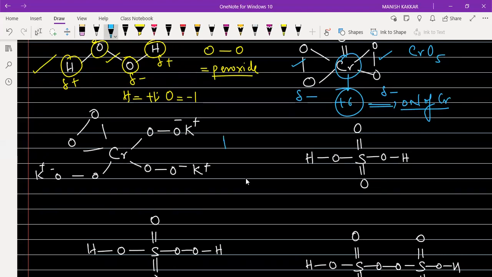This is another compound, K3CrO8. It has the presence of 4 peroxide linkages over here, and if you consider this chromium atom, it is forming how many covalent bonds over here? It is forming 5 covalent bonds. Of course, it is all bonded to oxygen atoms, and therefore the oxidation number of chromium will be +5 in this case.